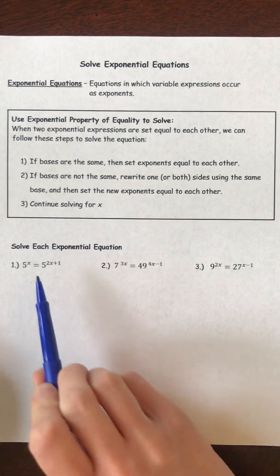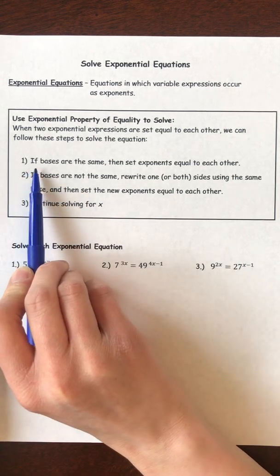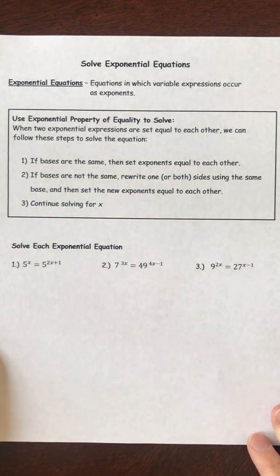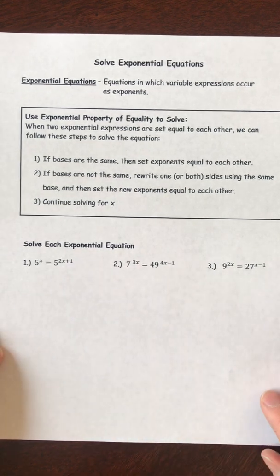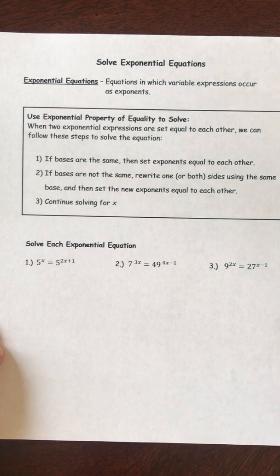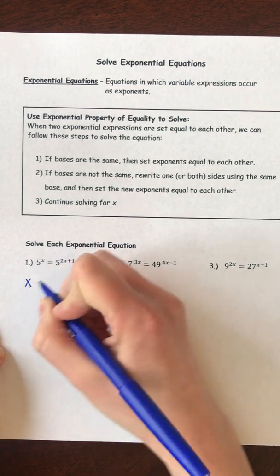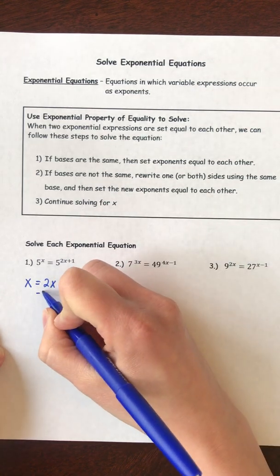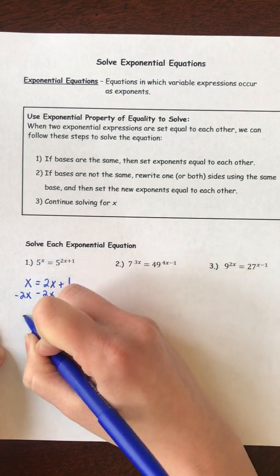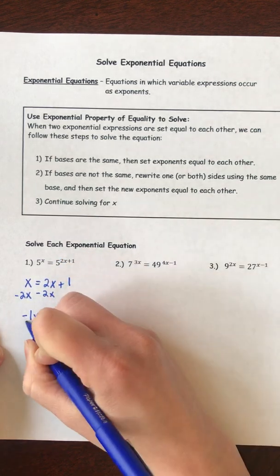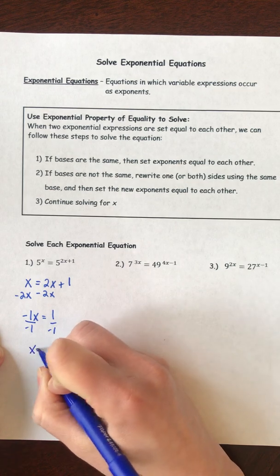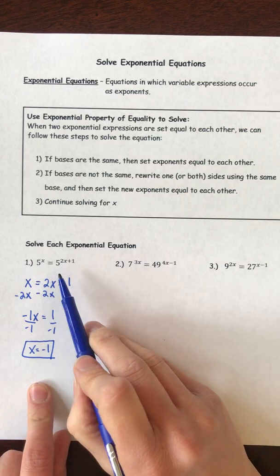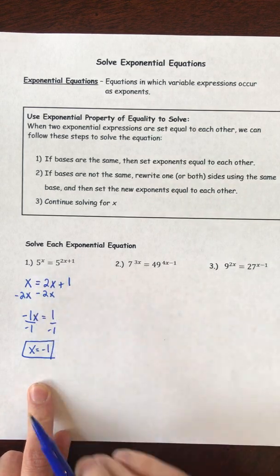So in example 1, I can solve using this first step here. The bases are the same. 5 to some power equals 5 to another power. Well, if 5 to something equals 5 to something else, then what this just means is my exponents have to also be equal. So I can just right away set x equal to 2x plus 1, and I can solve. So if I subtract 2x from each side, I get negative 1x is equal to 1. Divide by negative 1, and x equals negative 1.